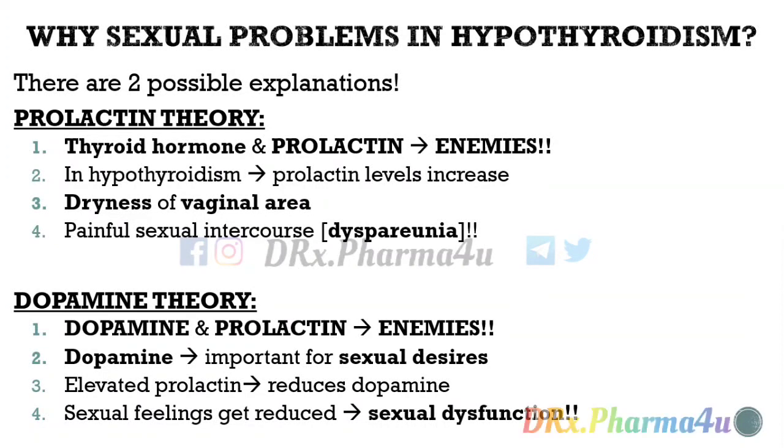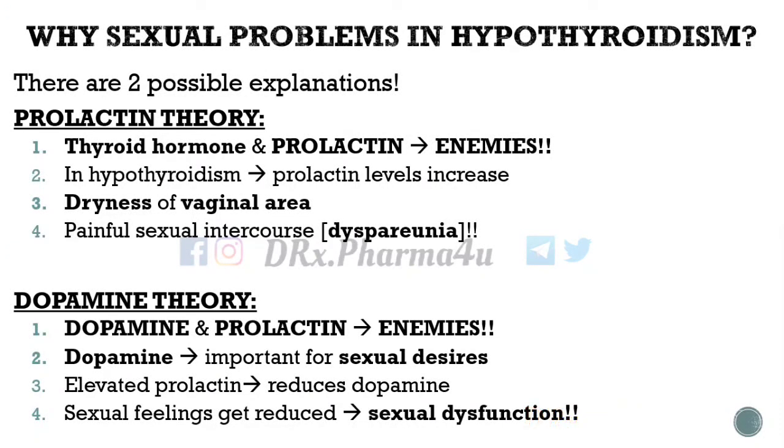Now we come to the dopamine theory. If you are a person who knows about schizophrenia, then you will understand what I have said here. The major side effect of antipsychotics is hyperprolactinemia, because the mechanism of action of antipsychotics is to reduce the level of dopamine. And dopamine and prolactin are enemies. So when dopamine reduces, prolactin increases.